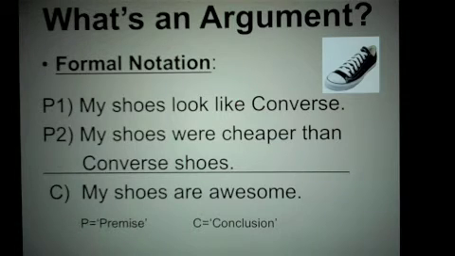Arguments can have as few as one premise and as many as thousands or millions of premises. Normally we'll be looking at arguments that have anywhere from 1 to 5 or 6 premises. Once we're done writing all the premises, we draw a line separating the premises from the conclusion, and then we indicate our conclusion with the letter C, C for conclusion. We don't have to number our conclusion because arguments only have one conclusion always. And there you see the conclusion to that most excellent argument of mine: my shoes are awesome.